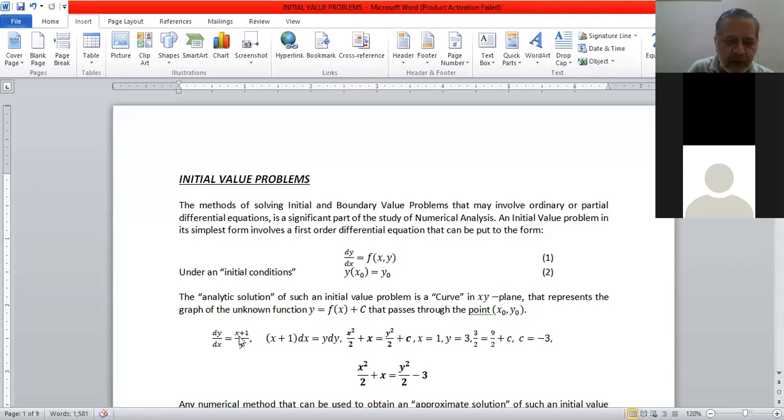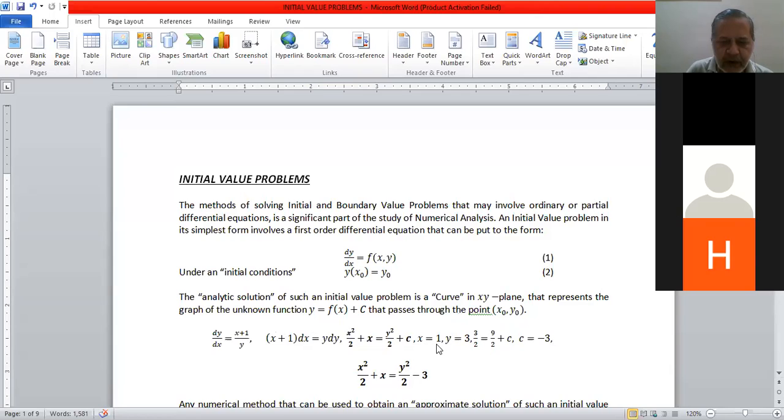So, for example, if you are given a differential equation of this type, which is variable separable, after separating the variables, we have this form which is directly integrable. And when you integrate, you get this solution with an arbitrary constant. If we are given an initial condition that x is equal to 1, y is 3, then substituting x is equal to 1 and y is equal to 3 in this equation, c is obtained to be minus 3. And replacing c by minus 3, we get the particular solution. And this can be graphed on the xy plane.